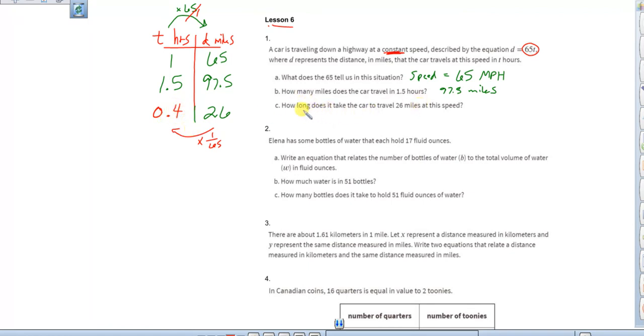How long? It just says how long. It doesn't say how many minutes, so we don't have to convert that. If we wanted to convert that, 4/10 of an hour is convertible, but we don't worry about that right now. That'll just cost us some time. So there's lesson 6, problem number 1.